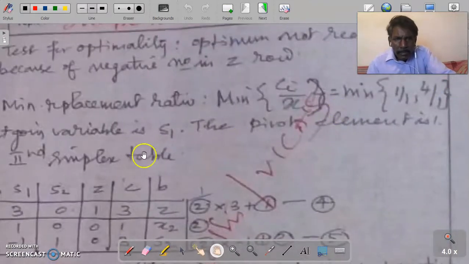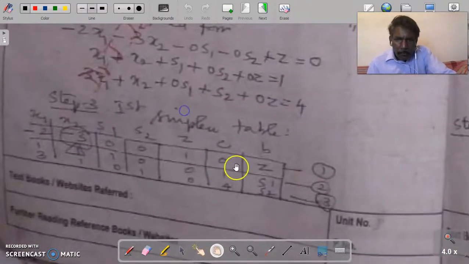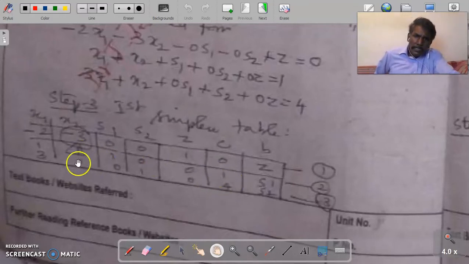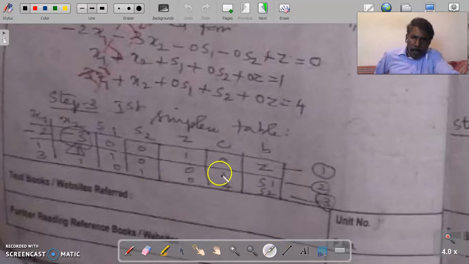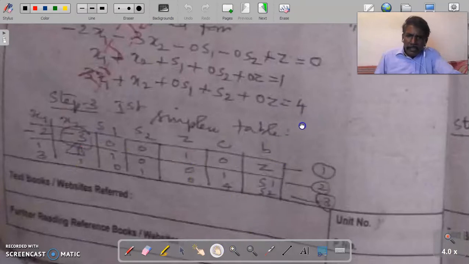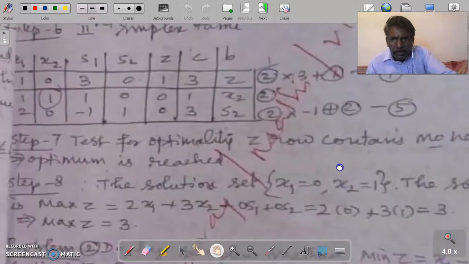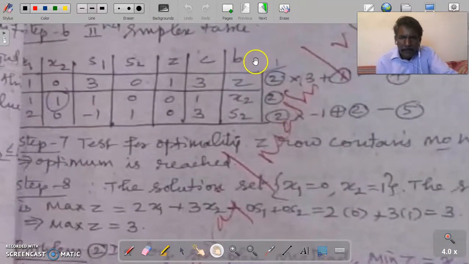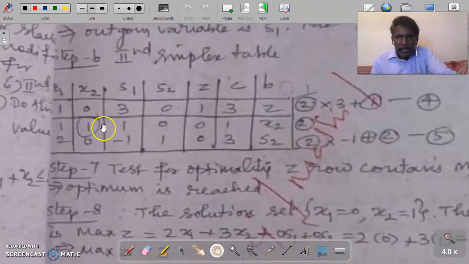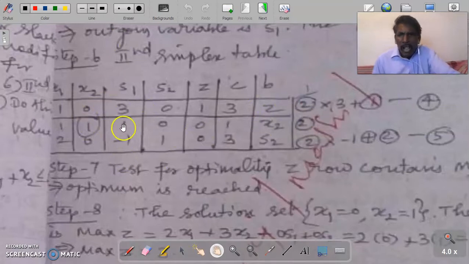Sorry, in this particular table we have to see 1 divided by 1 and 4 divided by 1. The minimum is 1 divided by 1. That's what we have to see here. So after finding the minimum replacement ratio, we can identify which is the incoming variable and which is the outgoing variable.